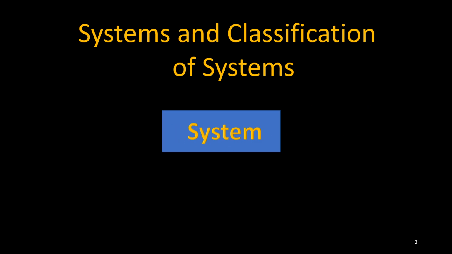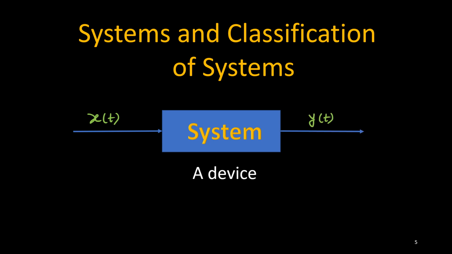System, this is one device which operates on certain signal x of t and it produces one corresponding output or response, that is y of t. So here the x of t is called input signal or excitation, and the corresponding output, this is y of t, this is the output signal, or it is called response of the system.